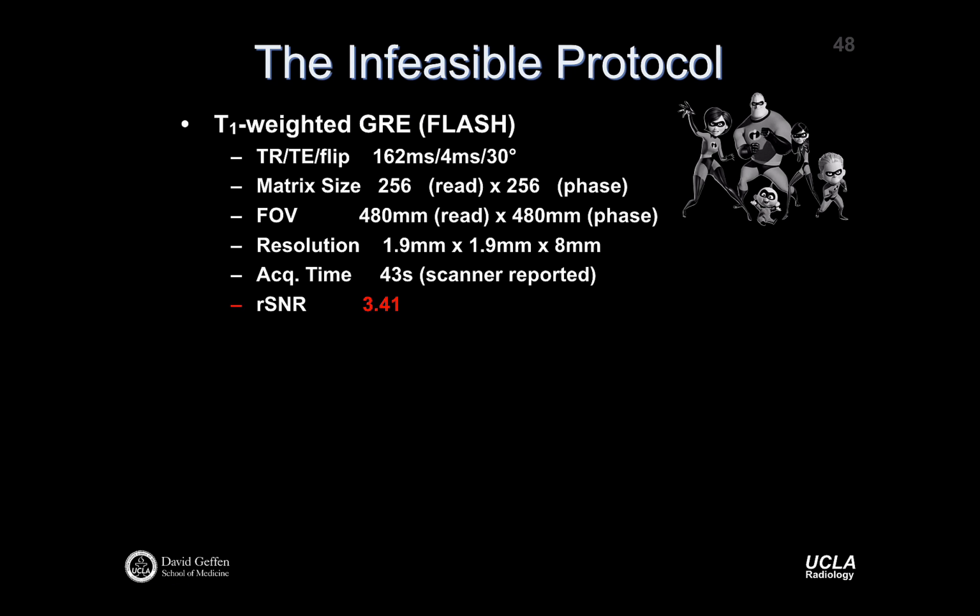So if you were to pull up this protocol on the scanner, it would report an RSNR of 1. I've chosen to call it 3.4 because we're going to work towards a protocol that will be 1, and then we're going to go past that also. This is just a relative signal to noise. It's arbitrary. It's a number based on that SNR equation you saw earlier about voxel volume and scan times, right? The scanner can calculate that very quickly.